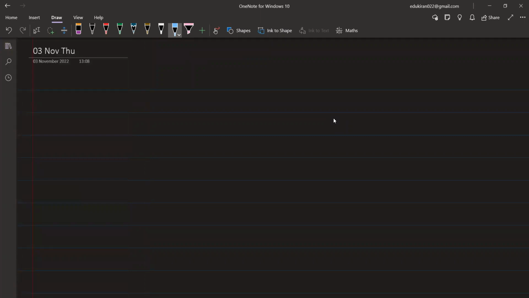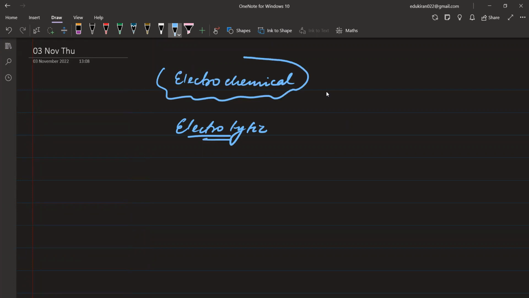Okay. Now, in electrochemistry, just a bit of introduction for Sarah. In electrochemistry, we have two different types of cells. We have the electrochemical cell and we have the electrolytic cell. In the last lecture, we did the electrochemical cell completely. We started with the electrolytic cell in the last class, and now we are going to continue with the electrolytic cell.